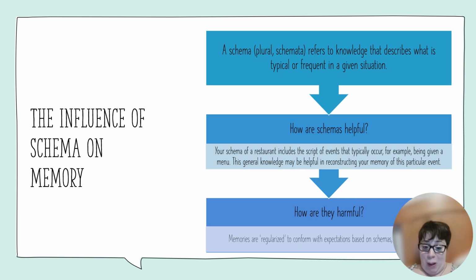So schemas are helpful in the sense that they provide general knowledge that allows you to reconstruct events and also predict what might happen in the future, right? So it equips you to understand what will happen if you go to a restaurant in the future. But schemas can also be harmful in the sense that oftentimes our memories are regularized to conform with the expectations that are consistent with our schemas. So let's look at some examples.